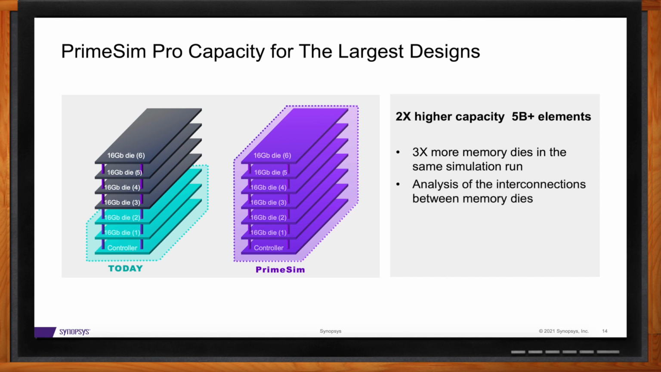We can simulate today 5 billion elements using PrimeSim Spice. And you may ask, why do we need to simulate such a bigger circuit? Yes, we do need to analyze the interconnection between these memory dies. That's what our customers care about, so they want to simulate the whole thing in one simulation run. And we can only achieve that with PrimeSim today.